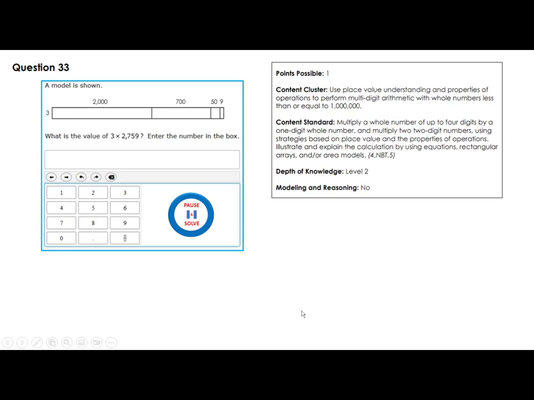A model is shown. What is the value of 3 times 2,759? You can use the model if you want, or you just multiply these two together. So this is 6,000, 3 times 2,000. This one here, 3 times 700 is 2,100. This one here, 150. And this one here, 27. You can add these, you get the answer, okay? Or you just can multiply these two together and you can get the answer, so it gets the same answer.